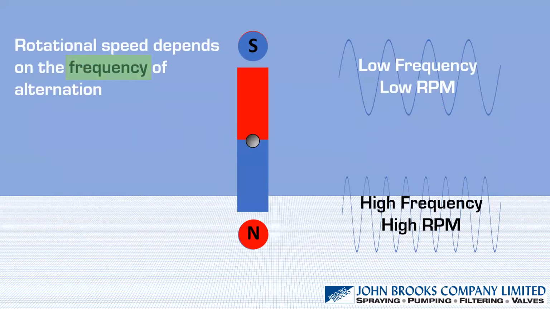And if we go to the next slide, the rotational speed of that bar magnet in the middle depends on the frequency of the alternating current. So if I have a low frequency alternating current, I'm going to get a relatively low RPM. If I have a high frequency current, I'm going to get a higher RPM. And that's exactly the way a variable frequency drive works.